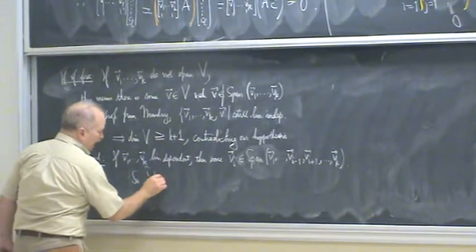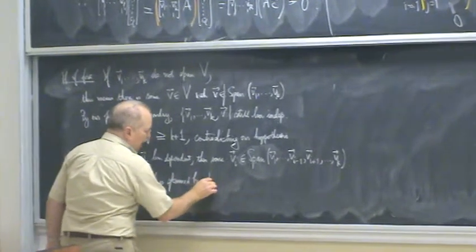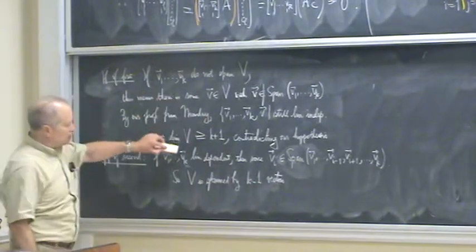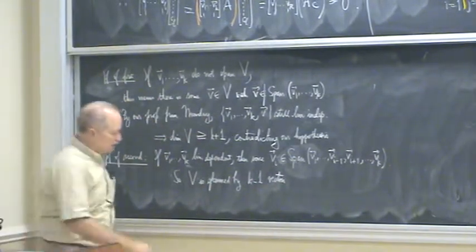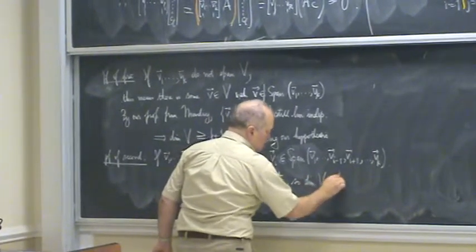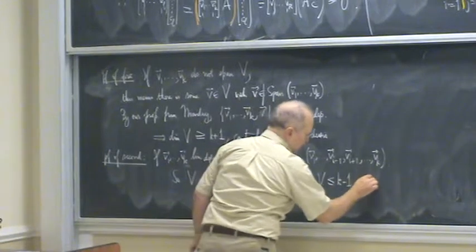So V is spanned by K minus 1 vectors, which, analogous to our reasoning here, says what? The dimension must be less than or equal to K. Yeah, the dimension is at most K minus 1. That's also a contradiction.